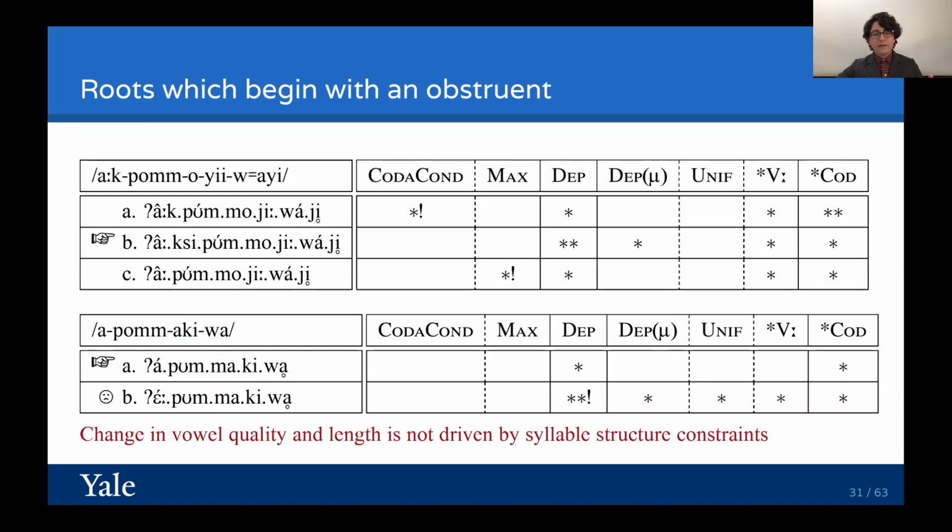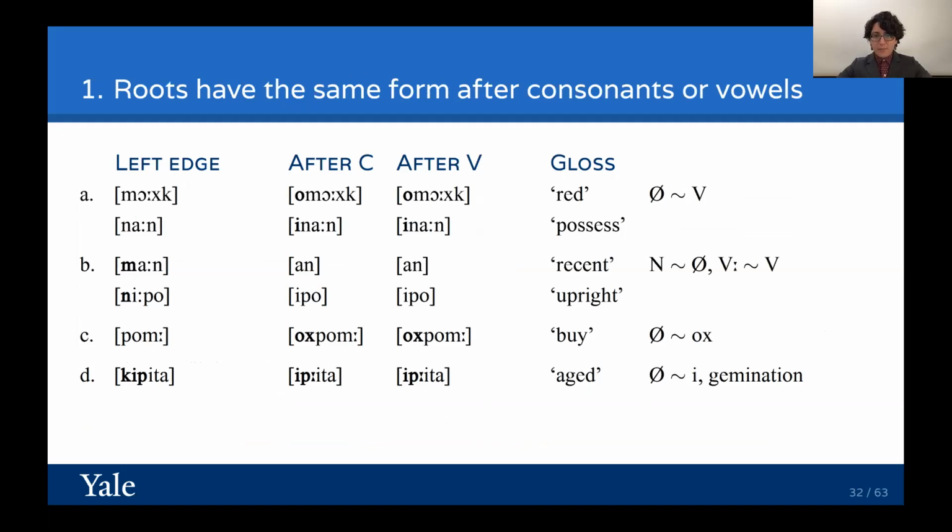And so any other changes that we make, all of the constraints that get violated in order to change the vowel quality from short A to long E, make the actual spoken version of this word suboptimal. Okay, so from this I conclude that this change in vowel quality and length can't be driven by syllable structure constraints. And so what could it be? In order to answer that question, we have to bring up two further observations.